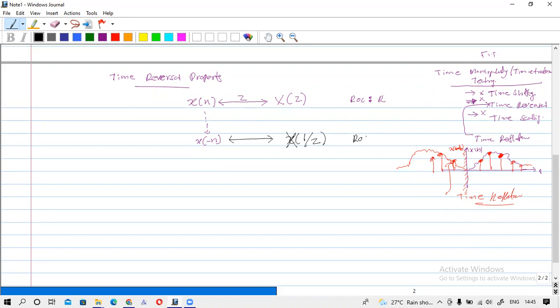And the ROC will be 1/R, but it is reversing. What does reversing mean now?